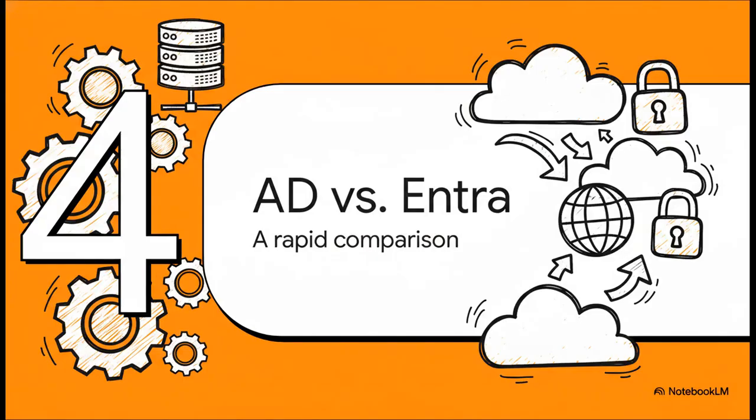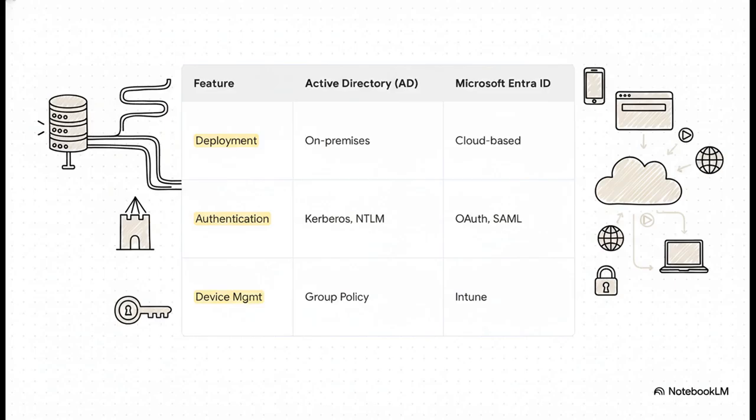Okay, so we've met the two main players. Now let's put them side by side and do a quick, rapid-fire comparison. When you look at it this way, the differences really pop. AD is on-premise. You own and manage the physical servers. Entra ID is in the cloud. Microsoft handles all of that for you. AD uses older authentication protocols like Kerberos, which were perfect for an internal office network. Entra, on the other hand, uses modern web-based protocols like OAuth and SAML that are designed for cloud apps. And when it comes to managing devices, AD has group policy, while Entra uses newer tools like Intune.